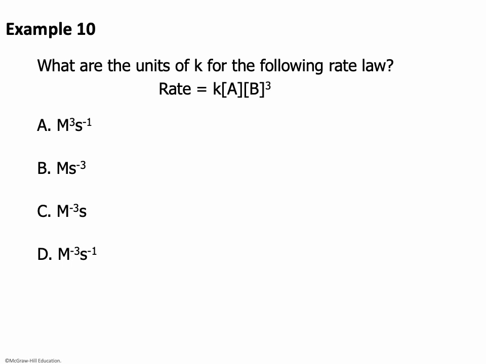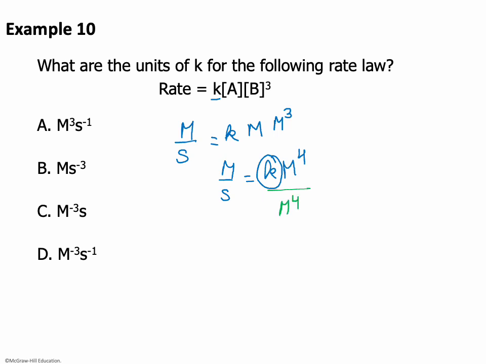What are the units of K for the following rate law? I'm only interested in units, so I'll just work with units. Rate is molar per second equals K. The concentration of A means molarity to the power of 1, and B means molarity to the power of 3. So again, that means molar per second equals K M to the power of 4. I'm solving for K, so I need to isolate it, which means I should get rid of M to the power of 4. So I'll divide this by M to the power of 4.